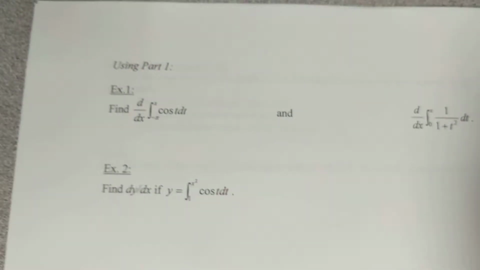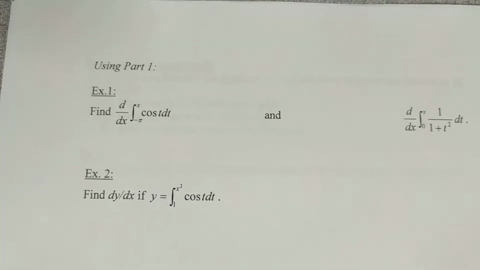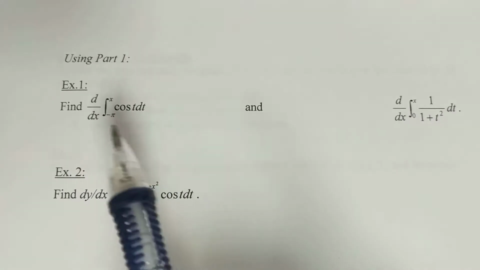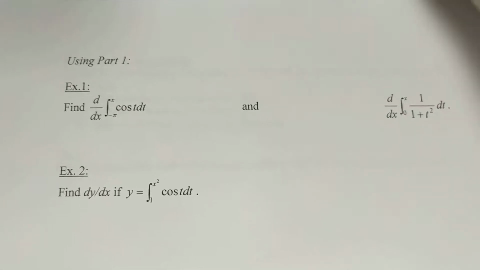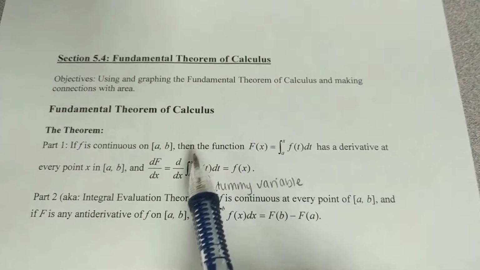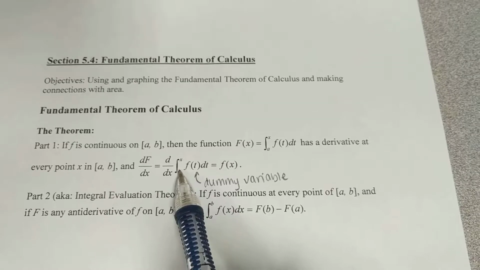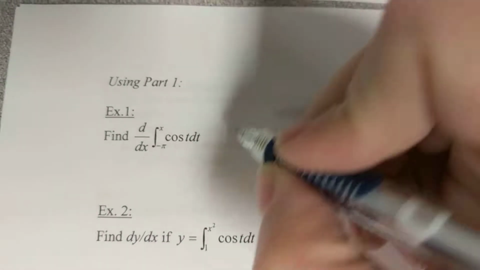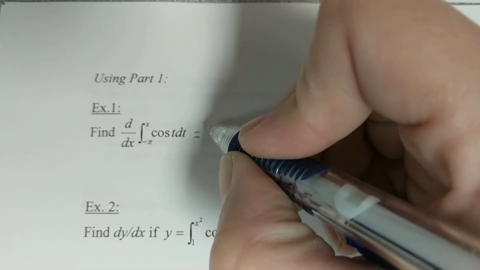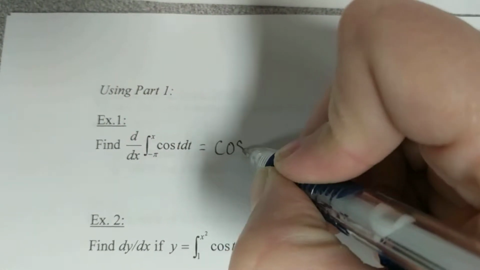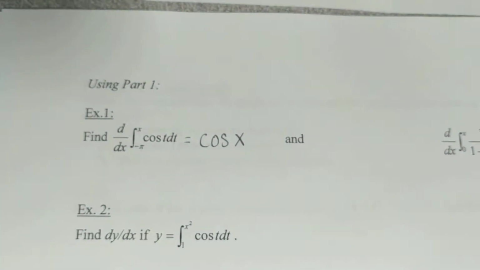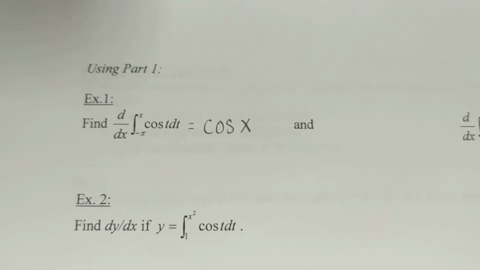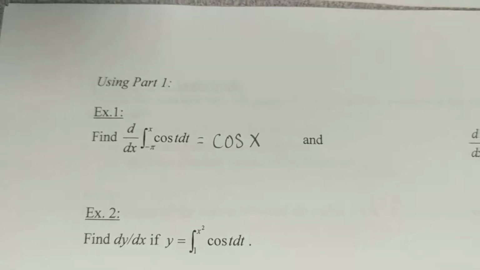So how do we use part one? This first example says we're going to find the derivative of these two integrals. The definition said do the derivative of the antiderivative and you get the function. So here I want to do the derivative of the integral of cosine of t dt. The derivative of an antiderivative is just the function. It really is that simple, and I'm going to prove it to you in just a moment.